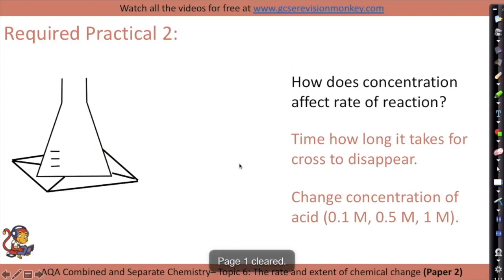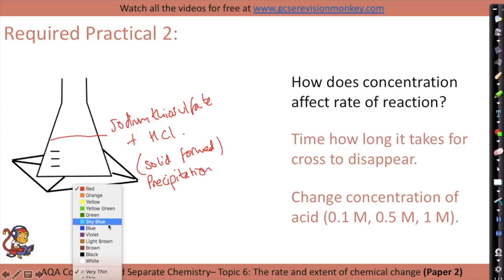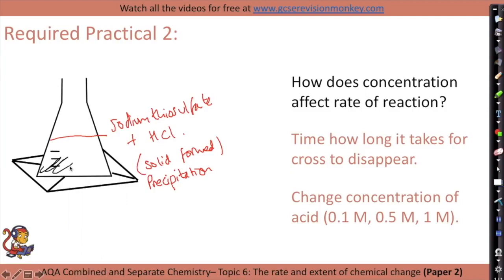A second similar practical looking at rates of reaction would involve two chemicals that you would put into your conical flask. One of those would be sodium thiosulfate and the other hydrochloric acid. And when these two react, they produce a solid. And this is an example of a precipitation reaction because that solid is called a precipitate. And what will happen will be that it causes this solution here to go cloudy.